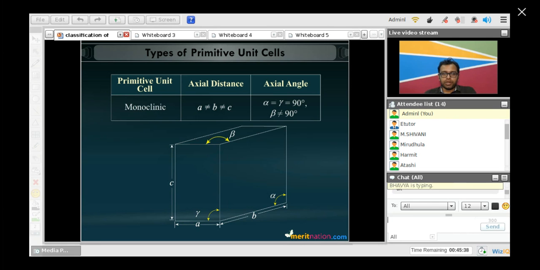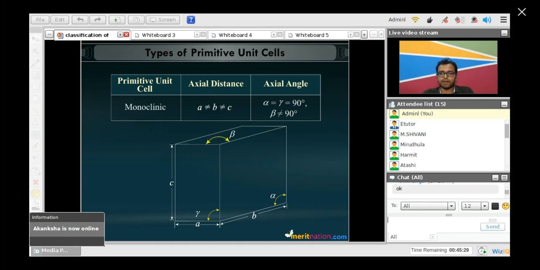Now, monoclinic is another type of primitive unit cell. In this monoclinic structure, you will have different values. So all the axial distances are different from each other. And in this case, there are two angles which are 90 degree. That is, you will observe a rectangular plate in this case.